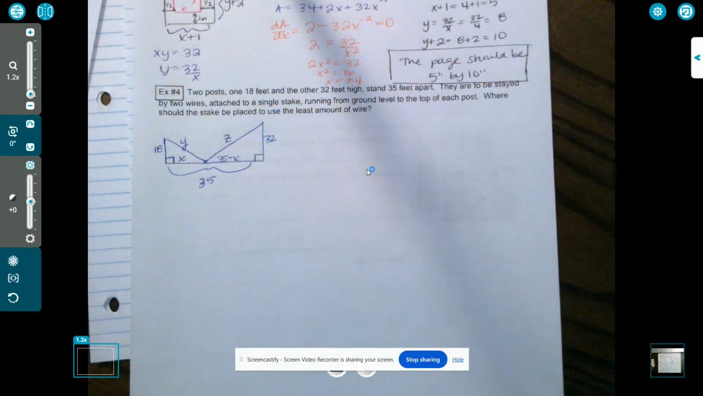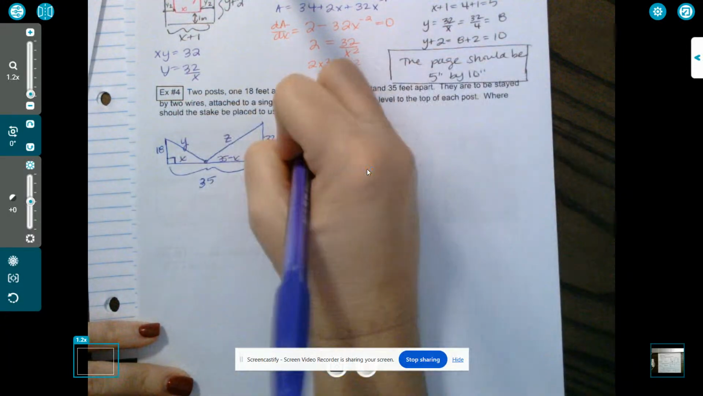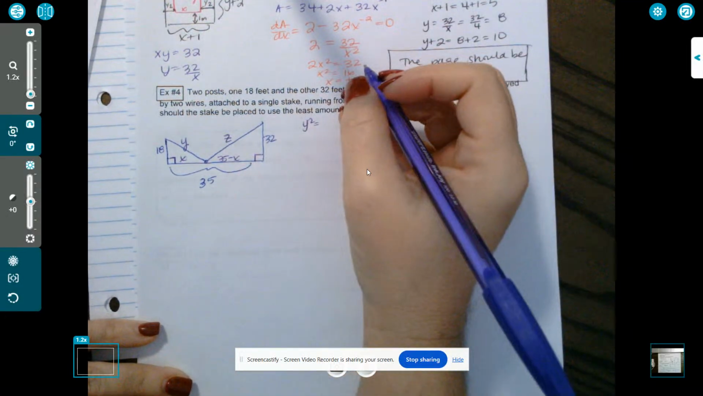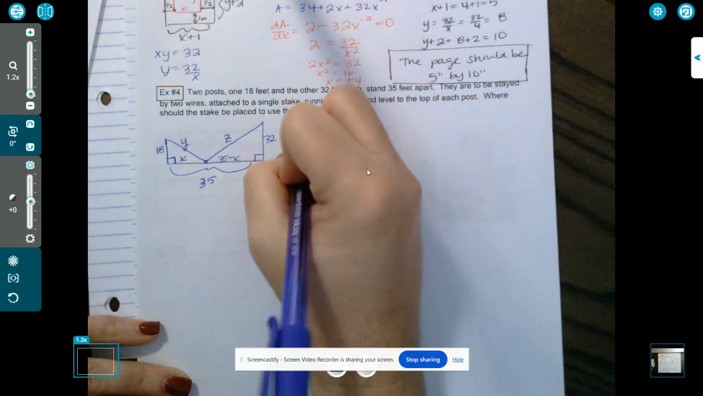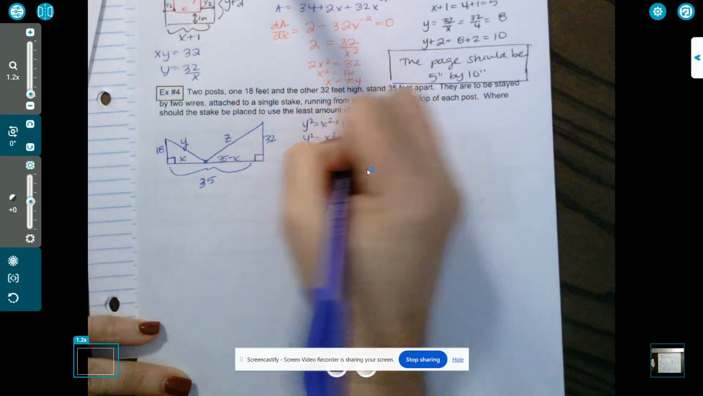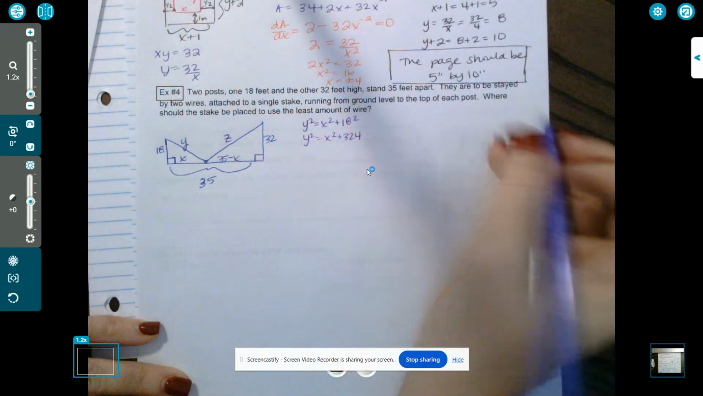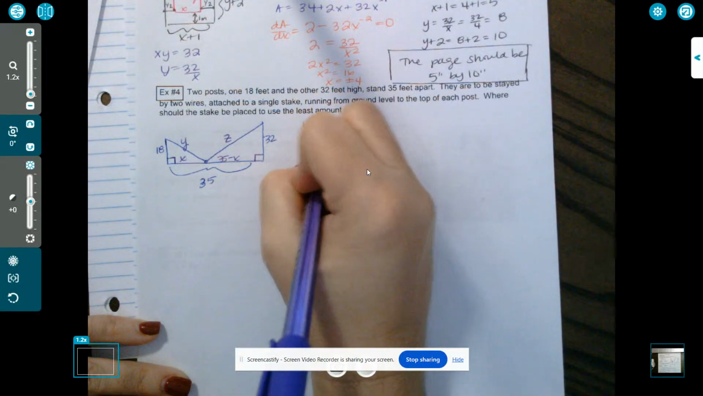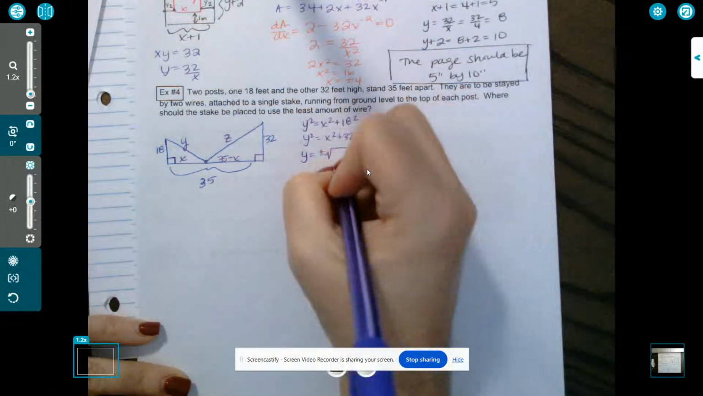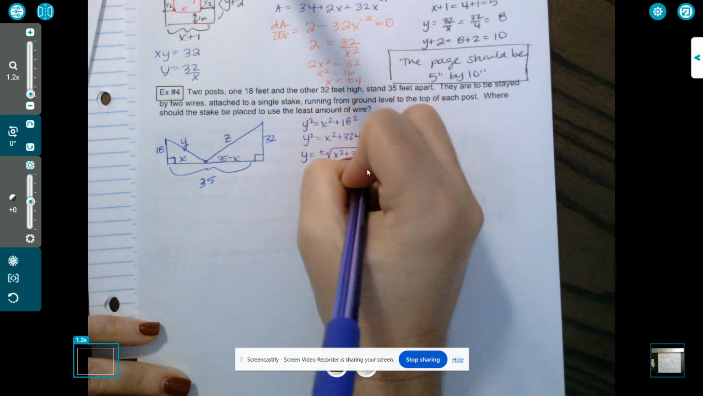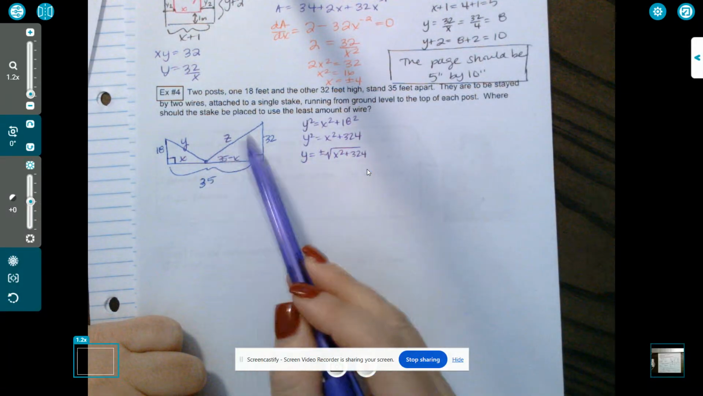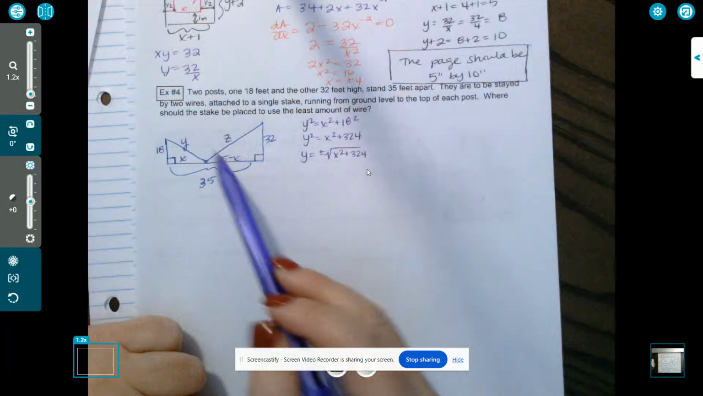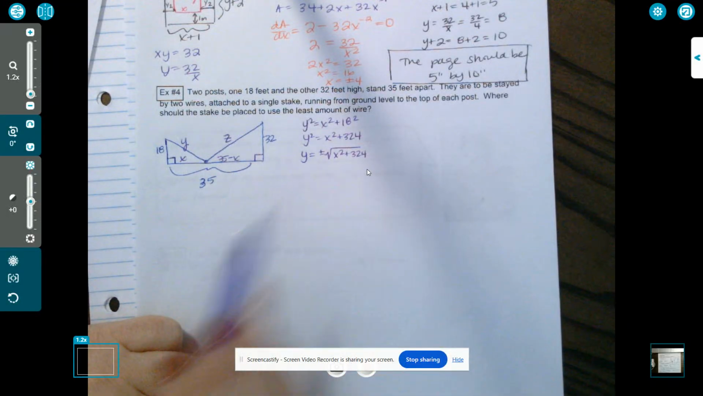If I look at the left triangle and do the Pythagorean theorem here, it's going to be y squared equals x squared plus 18 squared. That would give me that y equals plus or minus the square root of x squared plus 324. So I've solved for y, good, because ultimately y plus z is the length of our wire. I've solved for y in terms of x.